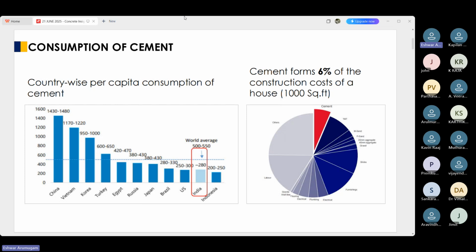A visual way to understand this is that one bag of cement is approximately 50 kgs. Hence, in India, one person consumes about 5 to 6 bags per year. And in China, the same person would consume about 30 bags annually. So, this is per capita consumption.